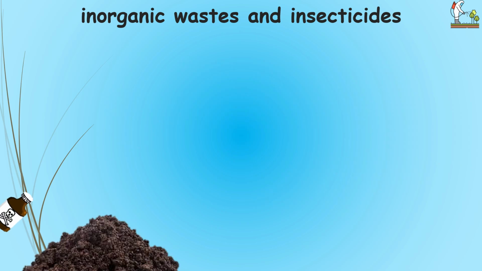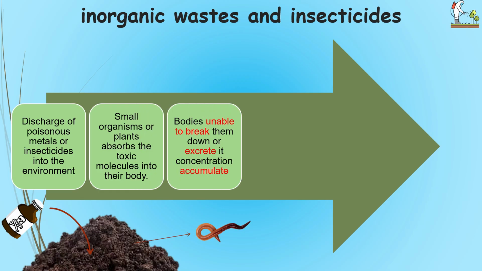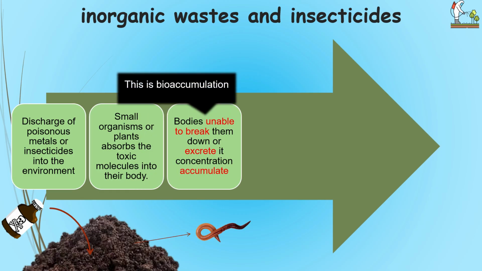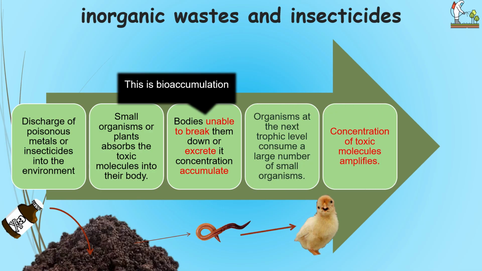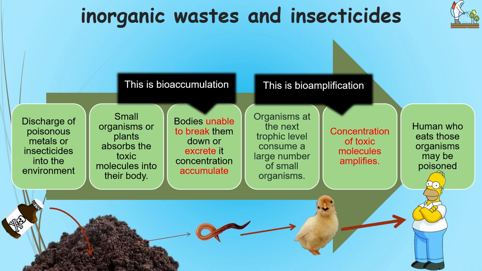In summary, when toxic molecules are discharged into the environment, small organisms or plants absorb them, leading to bioaccumulation. Organisms in the next trophic level consume multiple contaminated smaller organisms, leading to an increased concentration of the toxin. This is bioamplification. Top consumers may experience toxic effects due to high concentrations.